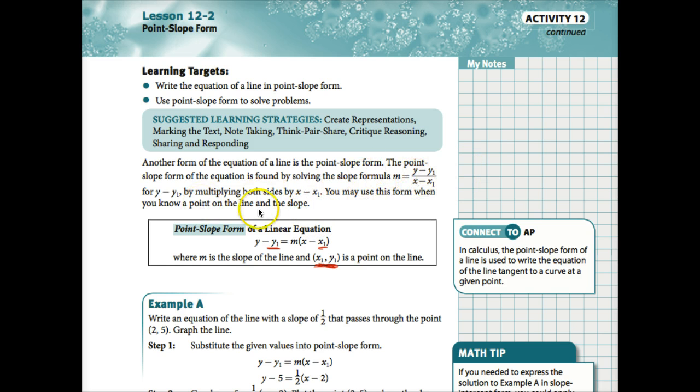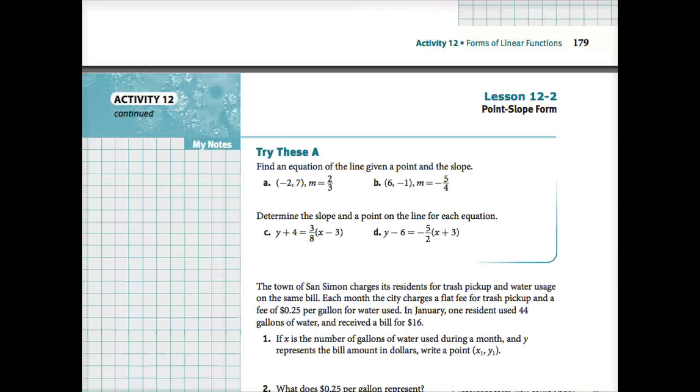So this formula, it tells you where it came from: taking the slope formula, multiplying both sides by x minus x1. So that's all. That's where it came from. So example A is showing you that here when we know the slope and we know a point that it passes through, that we could then use this form. If we just knew these two things, we wouldn't be able to write in slope-intercept without actually graphing it first because we don't know the y-intercept, so we wouldn't know the b. So we can write that.